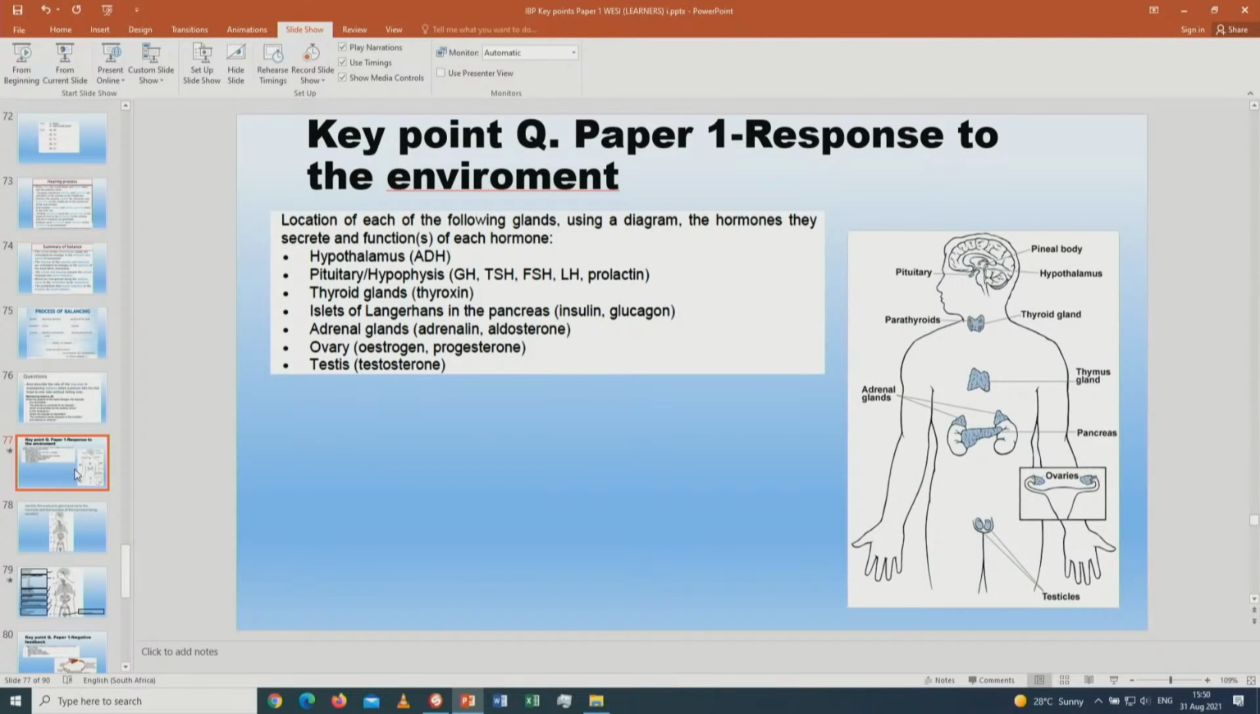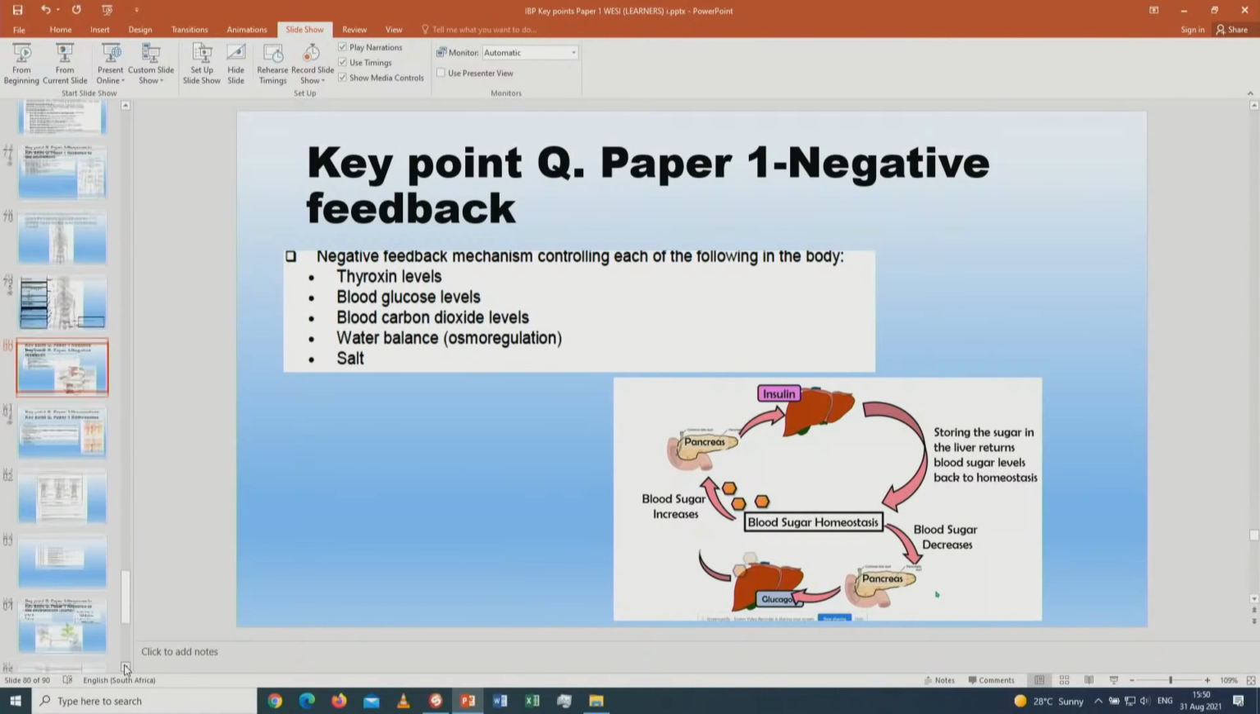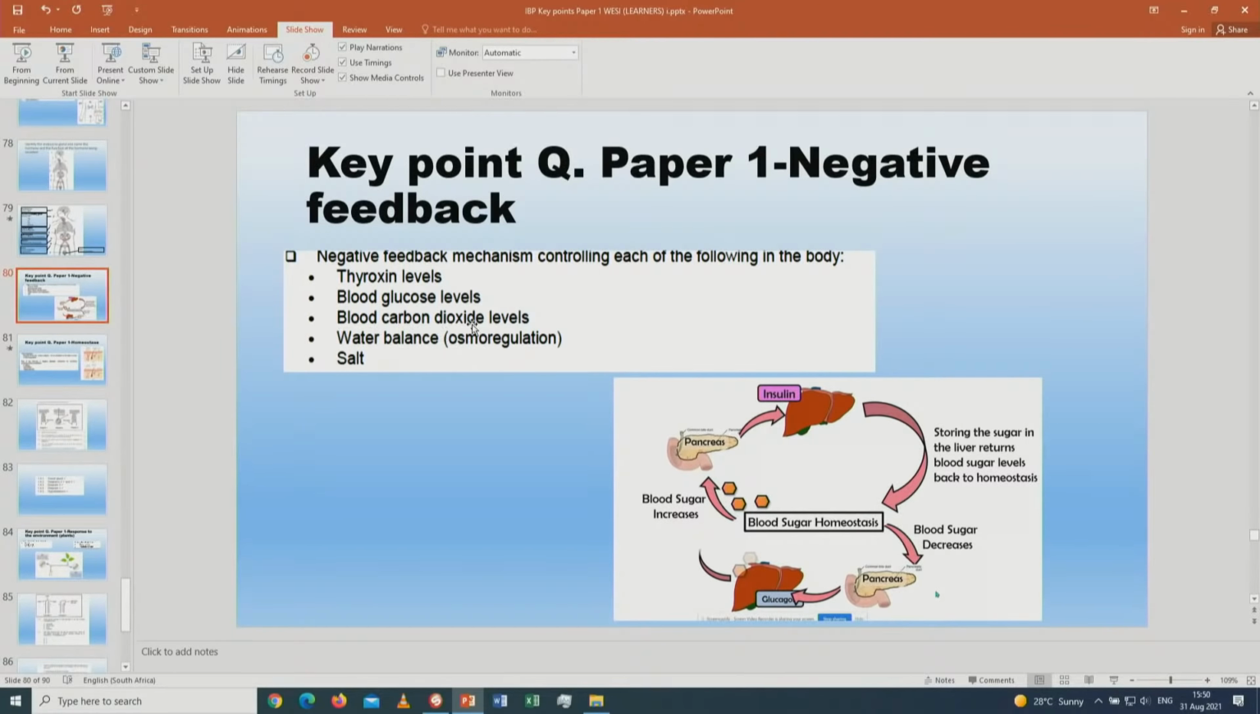And then another thing which is important here. Please make no mistake of going to your examination, the trial examination that you will write on Friday, without having revised this. The negative feedback mechanisms, they are very important. We have the first one, thyroxine levels, and then blood glucose level. You did this one in grade 11. So please make sure that you go back or sit down and drill this one, blood glucose level. And then blood carbon dioxide, water balance, you also did this one in osmoregulation.